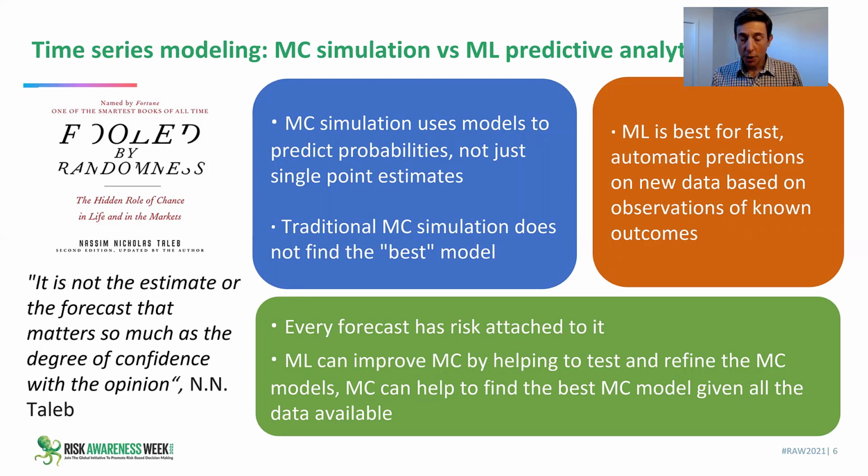And traditional Monte Carlo simulation gives you a probability distribution. For each point in time, the price you get is a probability distribution. It's not a single point estimate. So that's the advantage of Monte Carlo simulation. Now, the problem with traditional Monte Carlo simulation is that it doesn't tell you which one is the best model. You have to select the model, and I'll show you in a second how to do that and what we expect the machine to do.